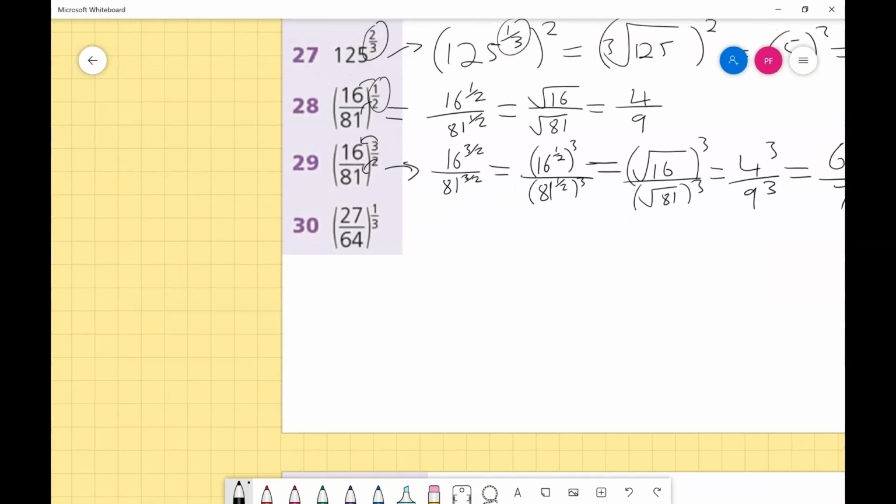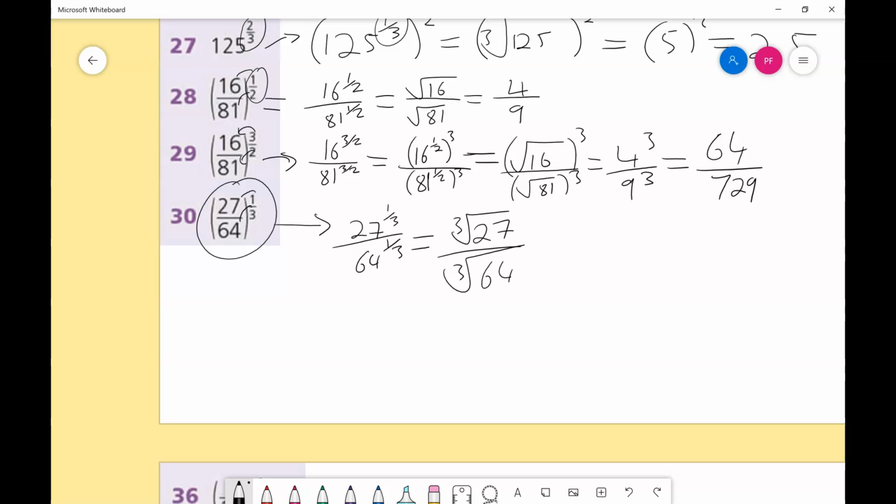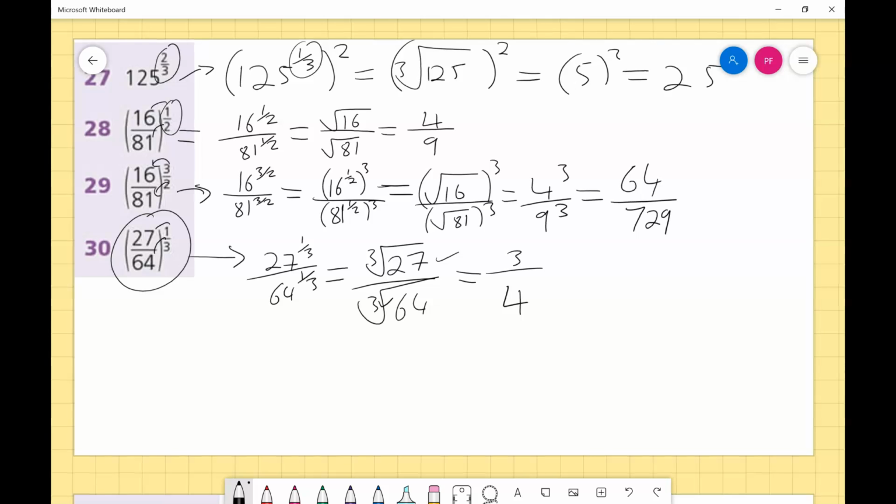Okay, so then we've got 27 over 64 to the power of a third. So it's brackets, so it applies to everything inside the brackets. So 27 to the power of a third over 64 to the power of a third. Power of a third means the cube root. The cube root of 27 over the cube root of 64. What multiplied by itself 3 times gives me 27? 3. What multiplied by itself 3 times gives me 64? 4. So 3/4.